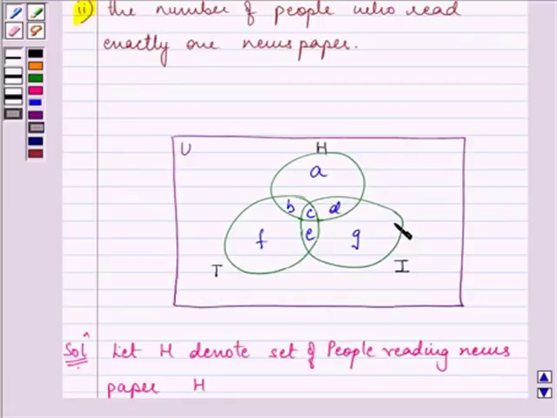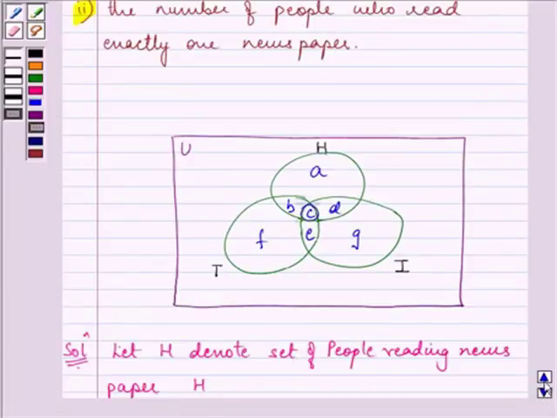Then we have H intersection T, which includes the elements B and C. So that means B plus C should be equal to 11. That is given to us. C plus E represents T intersection I. H intersection I is represented by elements C and D. And all the 3 sets intersect at a common element C.